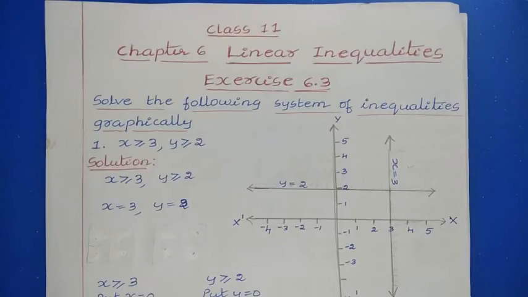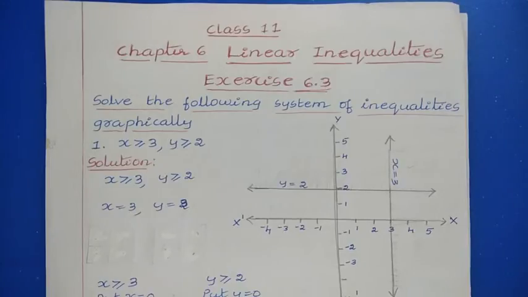See, in the last exercise, which is exercise 6.2, only one inequality is given and we have to draw a graph for that. In this exercise, 2, 3 or 4 inequalities are given and we need to draw the graph. Along with that, we need to find the shaded area commonly shared by all these inequalities. So now let us do that.